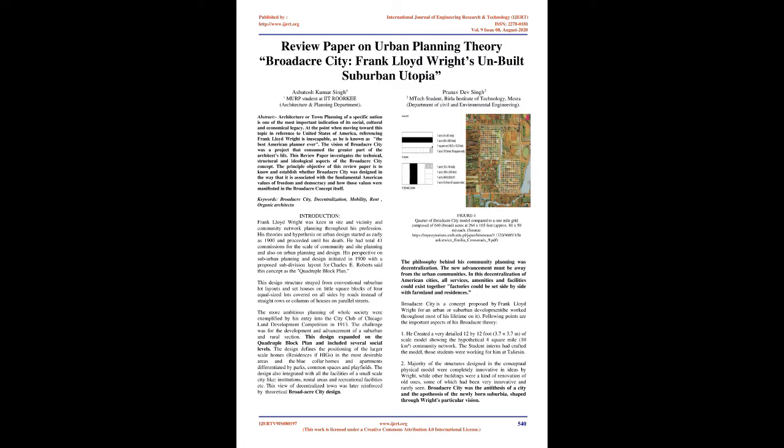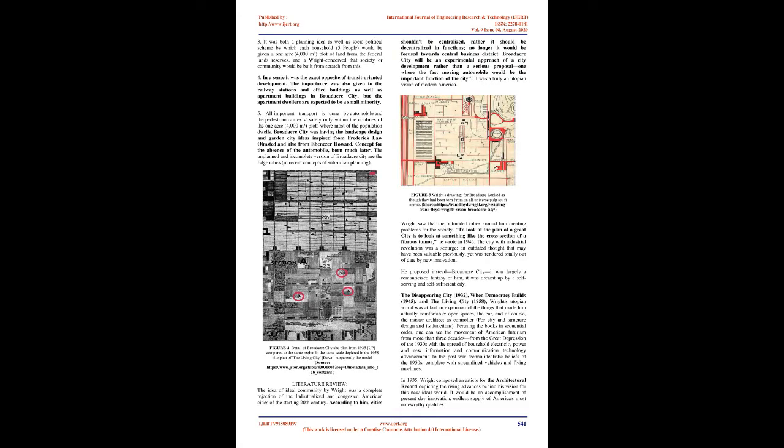Following points are the important aspects of his Broadacre theory. 1. He created a very detailed 12 by 12 foot, 3.7 by 3.7 m, scale model showing the hypothetical 4 square mile, 10 square kilometers, community network. The student interns who were working for him at Taliesin had crafted the model.